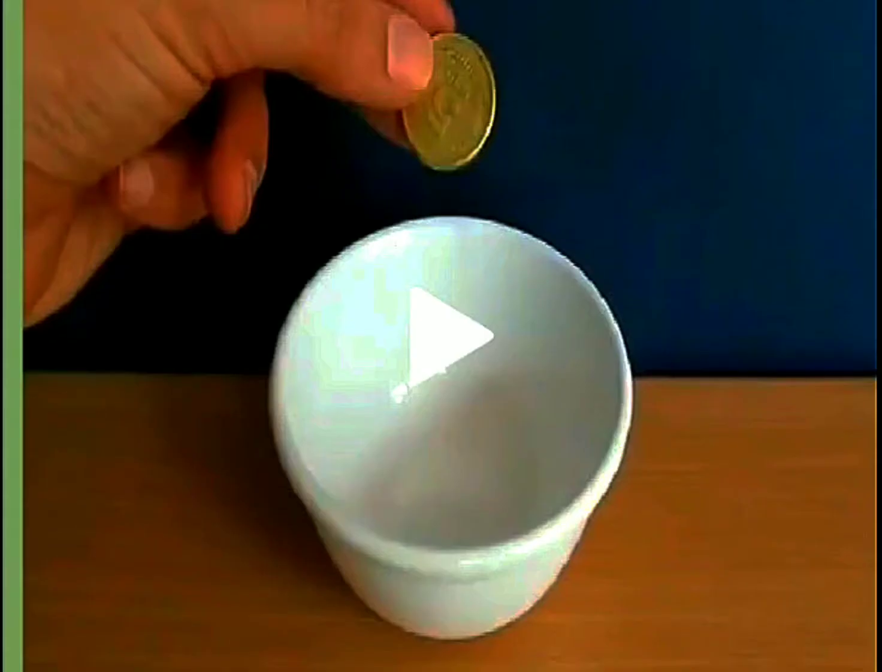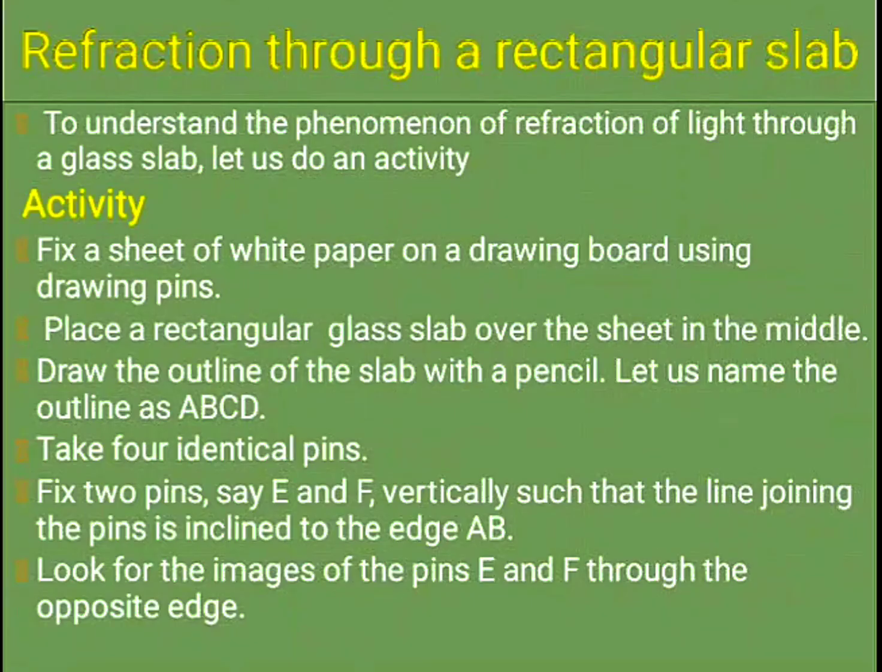This also happened because of refraction of light, which shows us the apparent position of the coin once we pour water in the bowl. Refraction through a glass slab. Now to understand the phenomenon of refraction of light through a glass slab, let us do an activity.